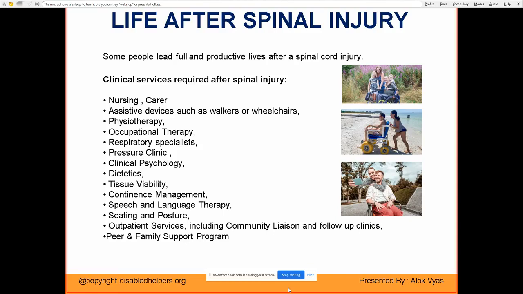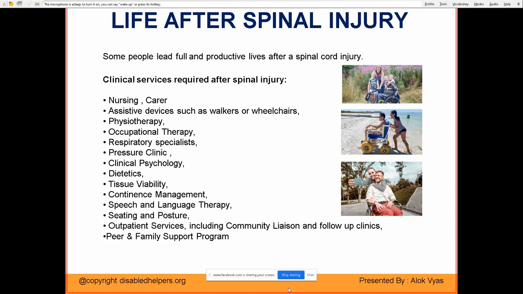The next one is sitting and posture. These are the people who look at your sitting and posture, and if you are getting problems with your skin in your chair, they try to adjust and put some additional things in your chair, so that your body won't lean to one side or the other, and it will help you feel more comfortable in the chair.